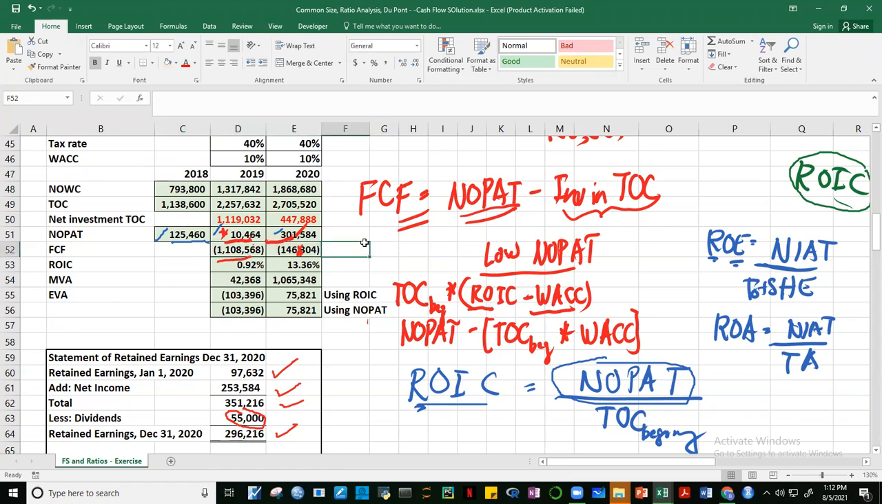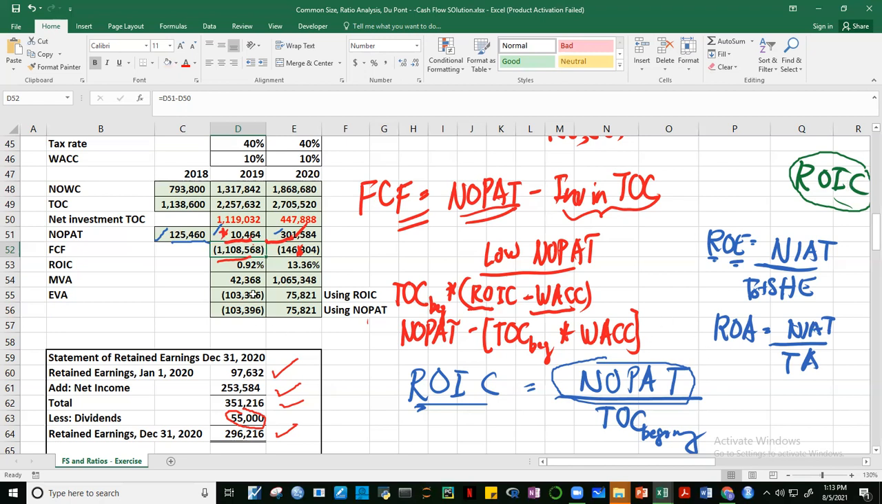Hindi automatic yan guys na negative, pangit yan, parang EVA. Ang EVA guys, pag negative, talagang value destruction yan. Wala nang it depends yan guys. No? Unlike yung FCF. Pag negative si EVA, value destruction. Wala nang it depends on, hindi. Negative EVA, value destroyed. Negative FCF, why muna? Why? What's the cause of the negative? Is it because of the high investment in TOC? Then okay tayo. Is it because of the low NOPAT or the negative NOPAT? Then palpak tayo. No? All right.